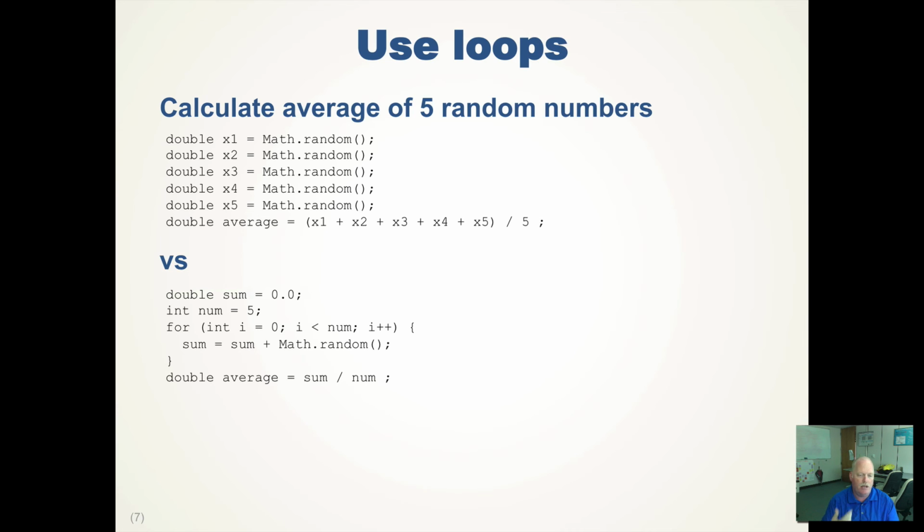So now if I say 7, I just change num to 7. If I say 1,000, I change num to 1,000. I change one number in my code, and I can do any number of things to calculate the average. It's much more flexible. It's easier. I only have to create 3 variables versus n+1 variables. It's a much nicer solution.